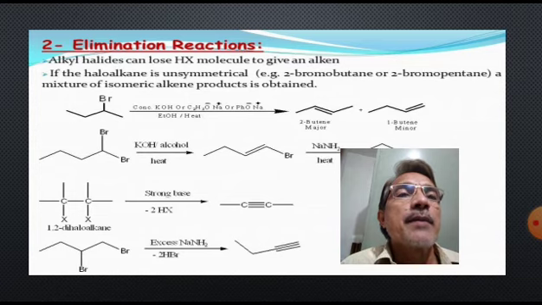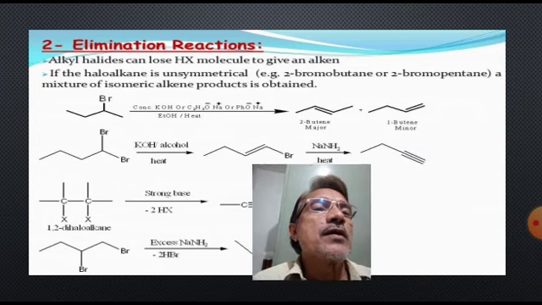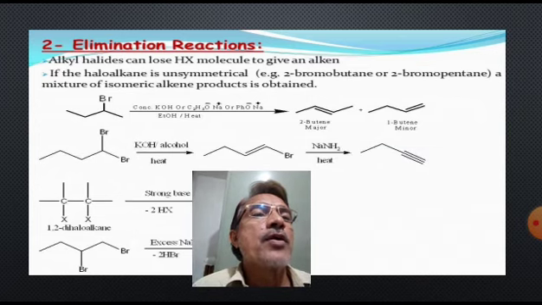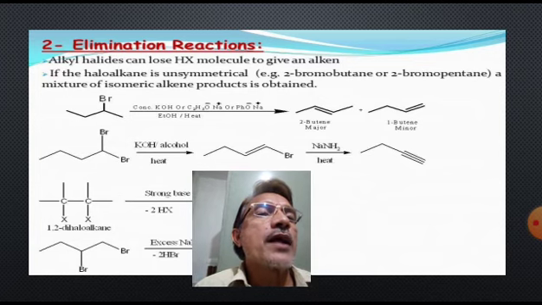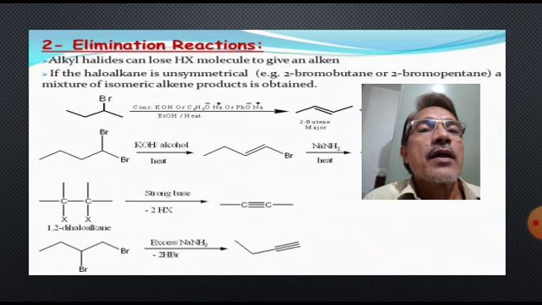In this other example, dibromobutane is taken. Dibromobutane on treating with alcoholic KOH gives an intermediate compound, which on further reaction with sodamide gives an alkyne. In the third example, a 1,2-dihaloalkane on dehydrohalogenation gives an alkyne.